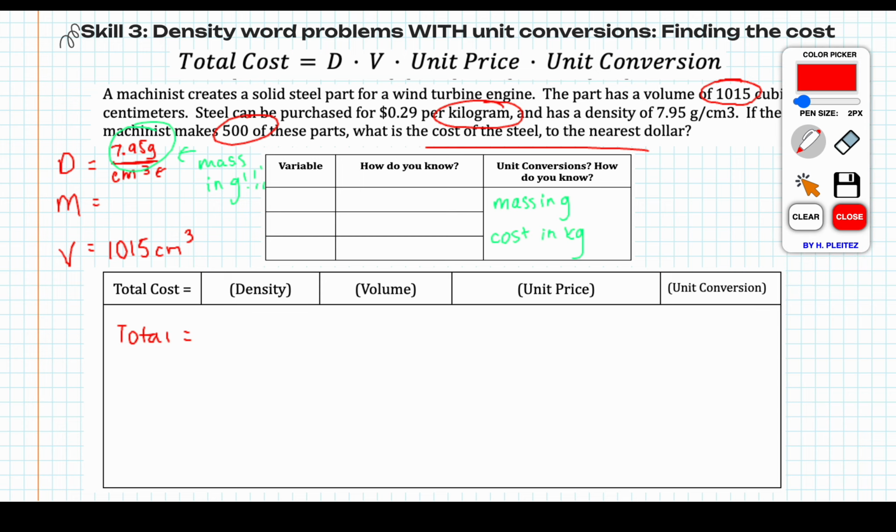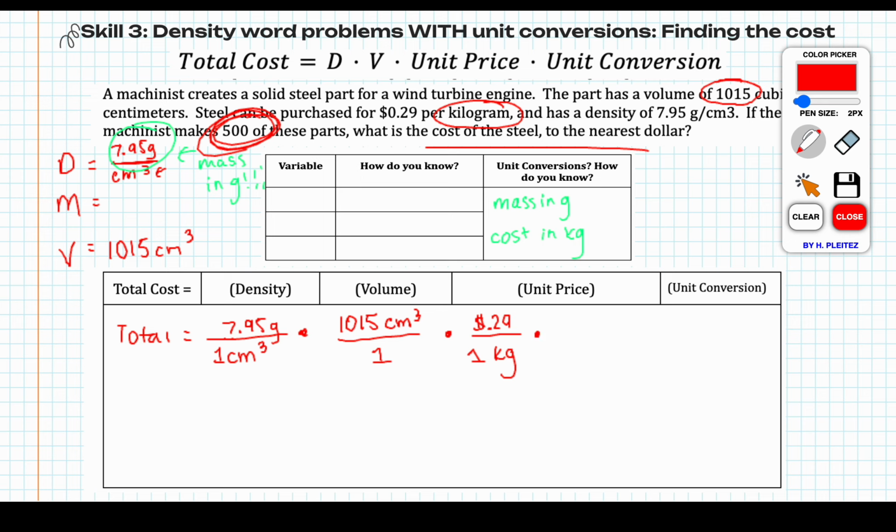Alright, so our total is going to be equal to our density times our volume times everything. We're multiplying everything together. So 7.95 grams per cubic centimeter times our volume, which is 1,015 centimeters cubed. I'm just going to put that over 1 to make it nice and pretty. Times our unit price. Our unit price is 29 cents per 1 kilogram. And then I'm going to multiply by that 500 after. I'm just going to multiply by our unit conversion as well.